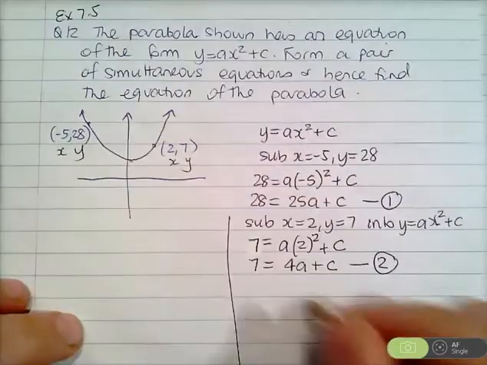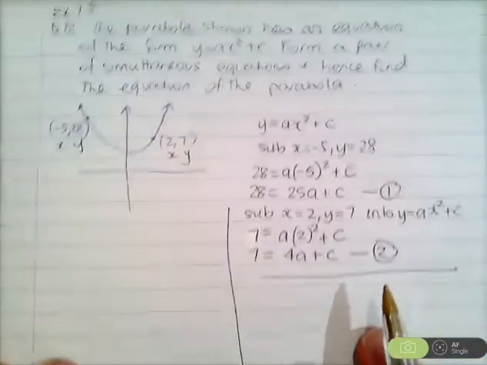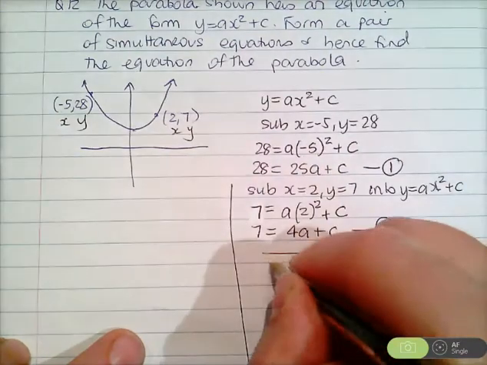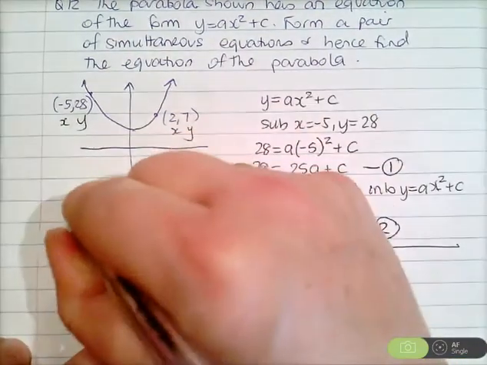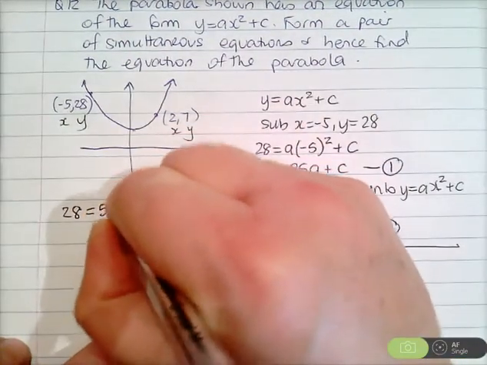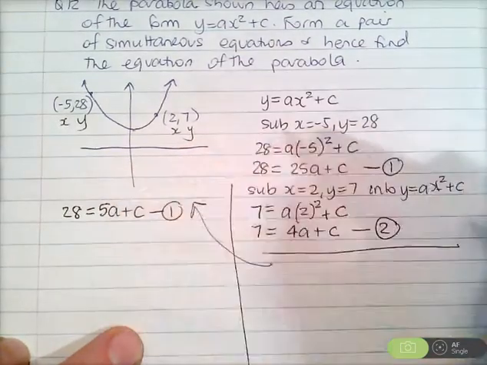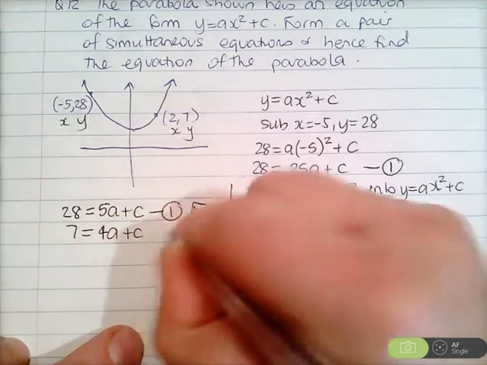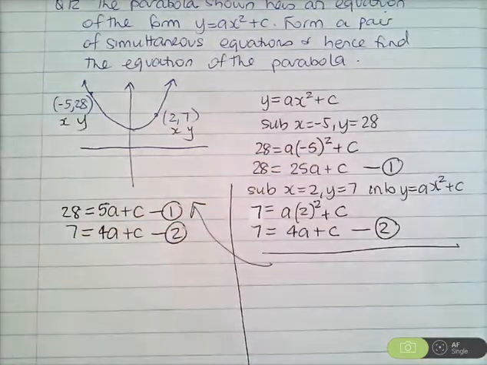So I'm going to come over here now and I'm going to write the two equations together. And I've got 28 equals 5a plus c, equation 1. And I've got 7 equals 4a plus c. Now I'm trying to work out the a and the c. Because I've got two unknowns, I need two equations.